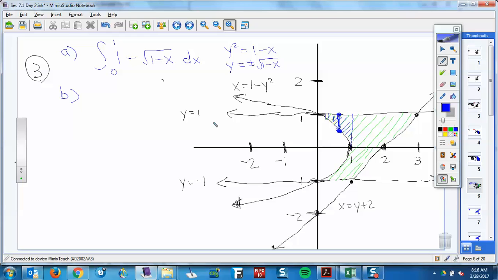Okay, part B says, the area of the region bounded above by the x-axis, below by the line y equals 1, on the right by the line x equals 1, on the left by the curve on the parabola.